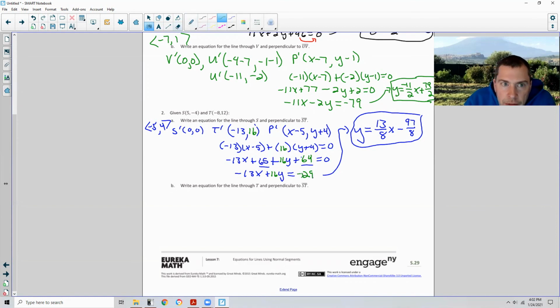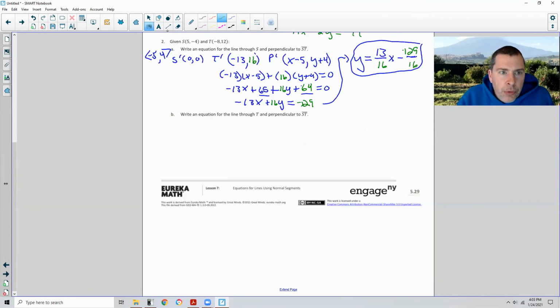So then when I do this, this 8 is going to become 16. 13 16ths, negative a over b, minus my c, 129 over 8, which is not 8 anymore. It is also 16. All right, whoops. So my answer should be, hopefully you got this and said, wait, you're wrong, dude. Yeah, I was. My answer is y equals 13/16 x minus 129 over 16. Whew. Okay, let's extend the page and move this out of the way.